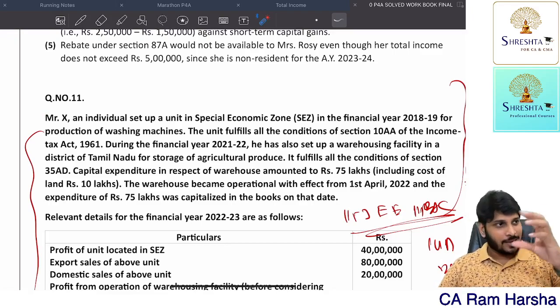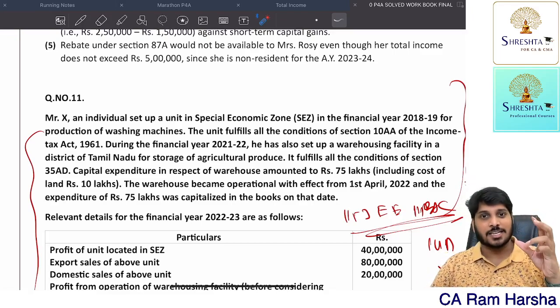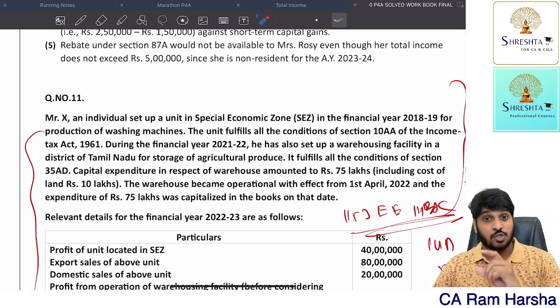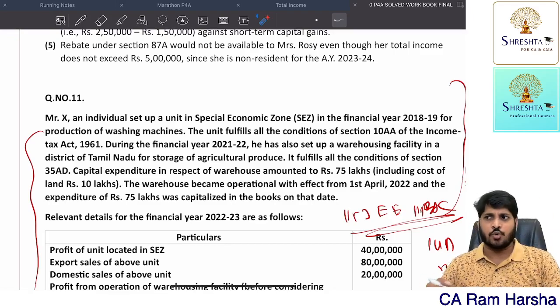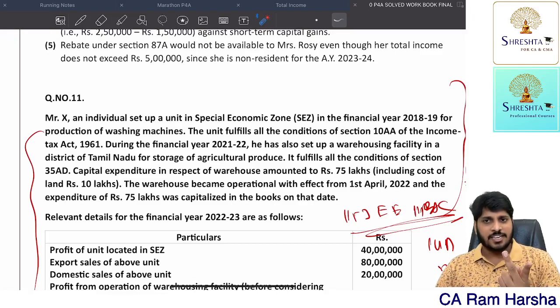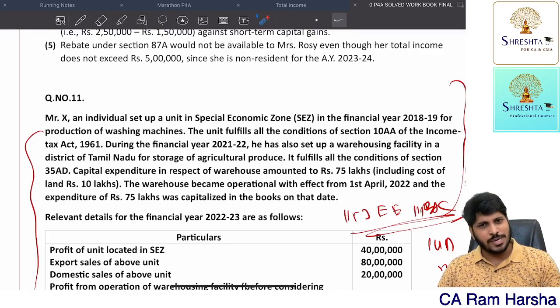If you see any paper that says compute income from salary, assuming the SSE has opted for 115 BAC, what will you not claim? Leave travel concession under 10(5), you will not claim. 10(13A) HRA, you will not claim. Section 16 standard deduction, and all the 10(14) allowances, you cannot claim. Rest all others you can claim.